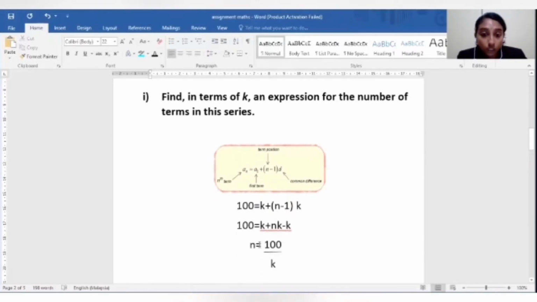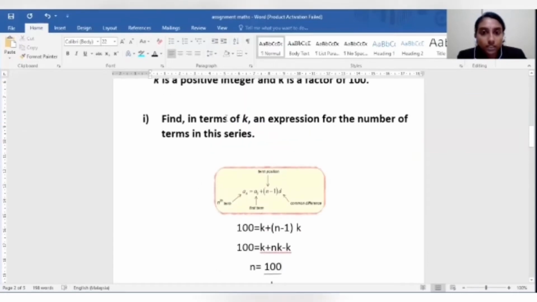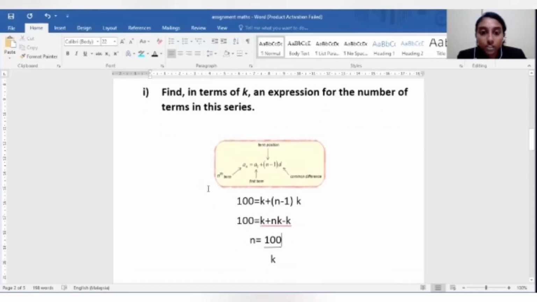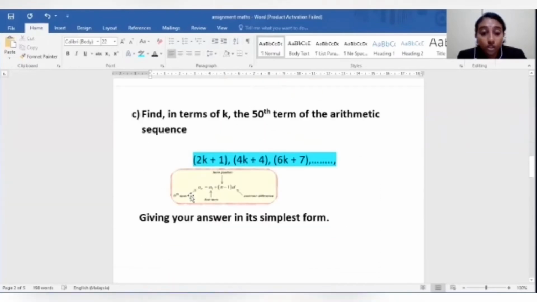So if we do that, clearly we can see here what we can cut: k negative k means it will be 0. So we can cut this. So definitely we will get 100 divided by k, because we move this n in front, because that's the n term. This is the answer for the n term. So we already get the answer for k. It's quite easy. That's the reason we have to follow the formula.